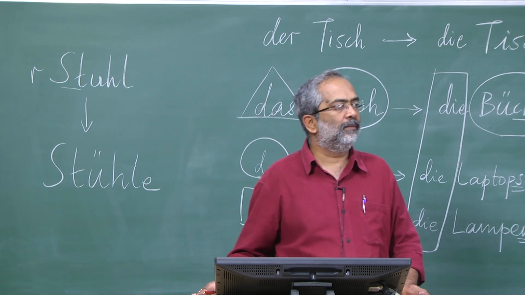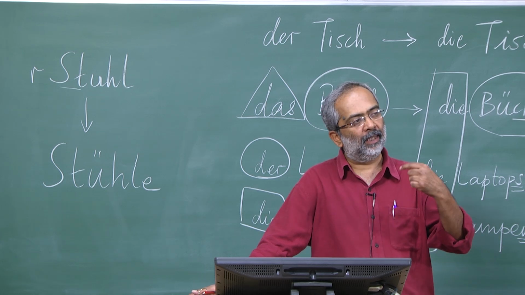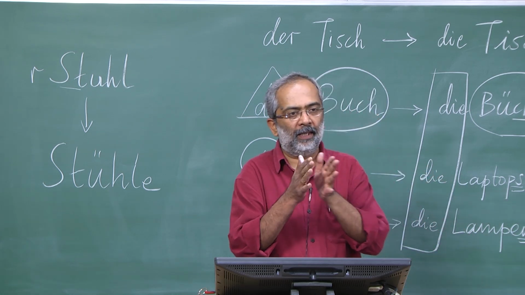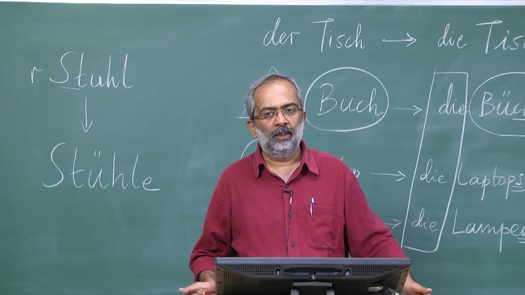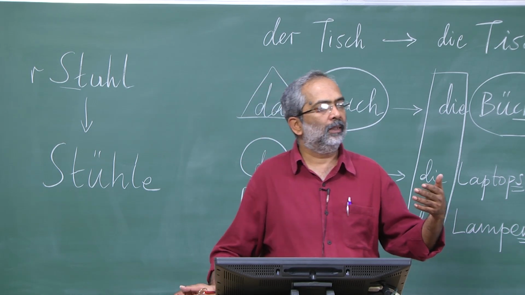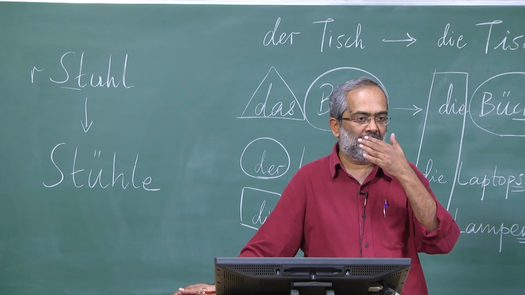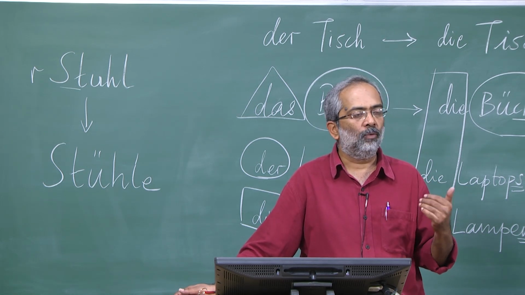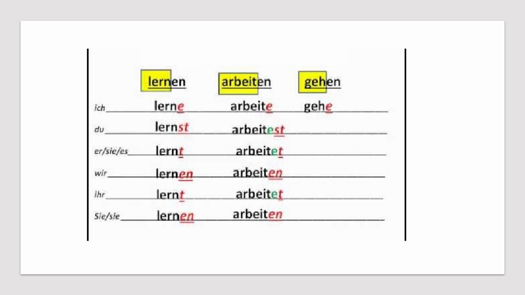Where the root ends with T, then you add an extra E so that you can separate the two T's that you would have to otherwise use. Okay, that's why it is ich arbeite, but du arbeitst is a little difficult to say. Du arbeitest, er/sie/es arbeitet, wir arbeiten, ihr arbeitet, sie arbeiten. Okay. Lernen is simple. Ich lerne, du lernst, er/sie/es lernt, wir lernen, ihr lernt, sie lernen.